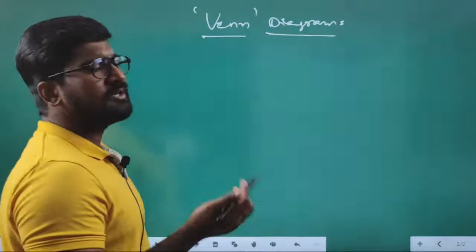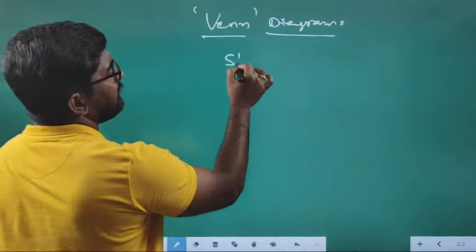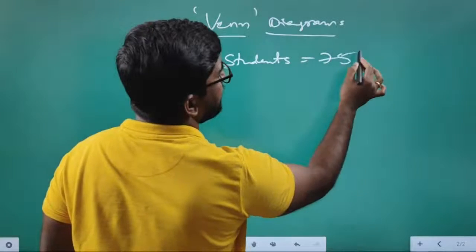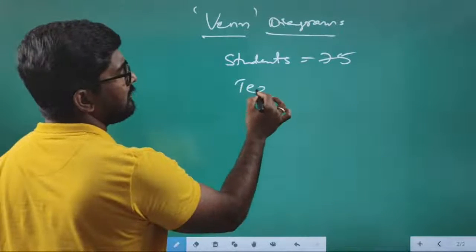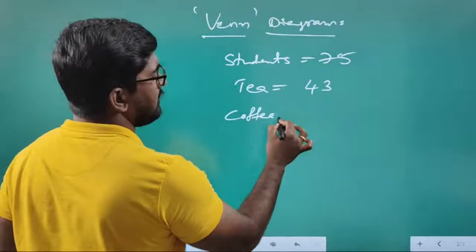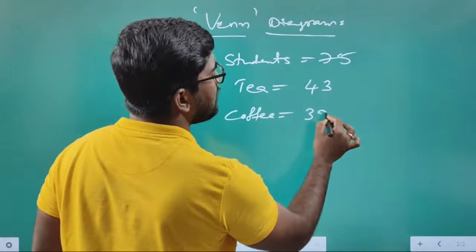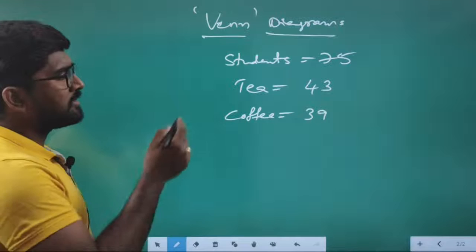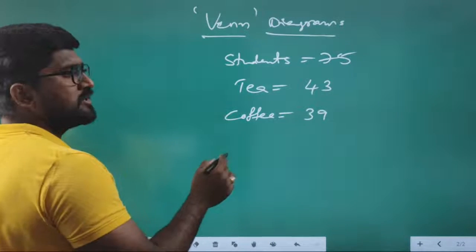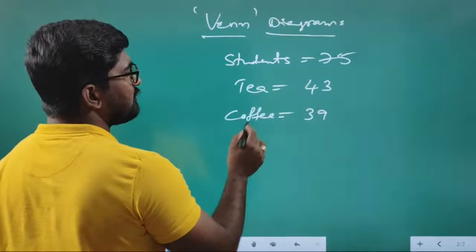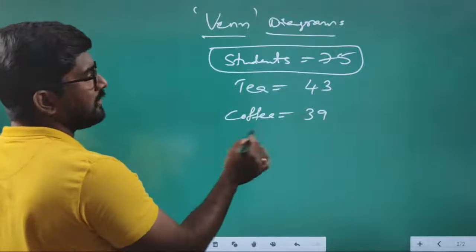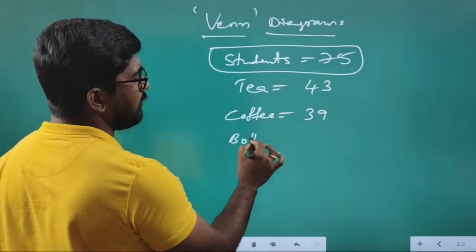Pictorial representation of information. For example, let's say in a class of 75 students, it's given that 43 students take tea and 39 students take coffee. In a class of 75, 43 students take tea, 39 students take coffee. If every student takes either tea or coffee, if all the 75 students definitely take either tea or coffee, then how many students take both?